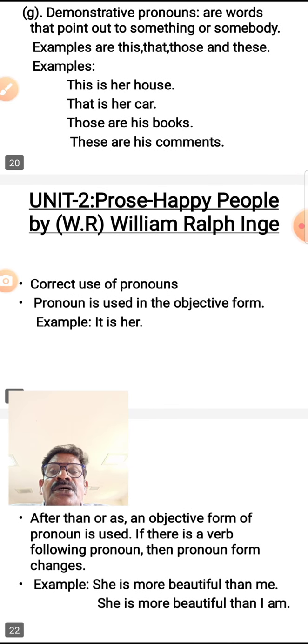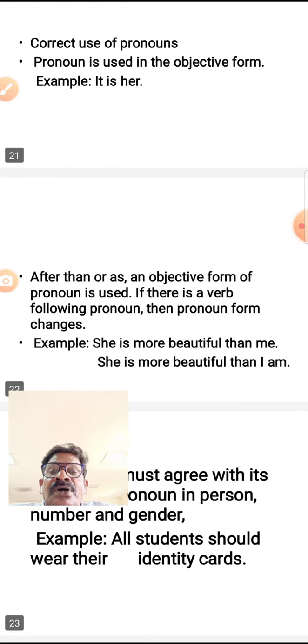Here, prose has been given, Happy People by William Ralph Finch. Correct use of pronouns. Pronoun is used in the objective form. Example, it is her. After then or as, the objective form of a pronoun is used; if there is a verb following the pronoun, then the pronoun form changes. Okay, these are some rules where we have to take care.